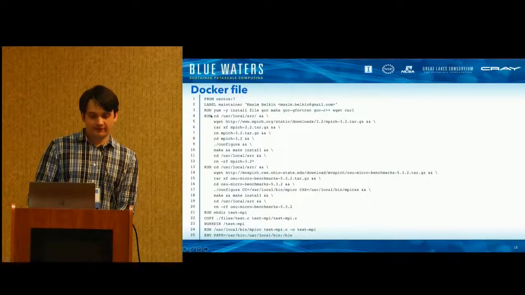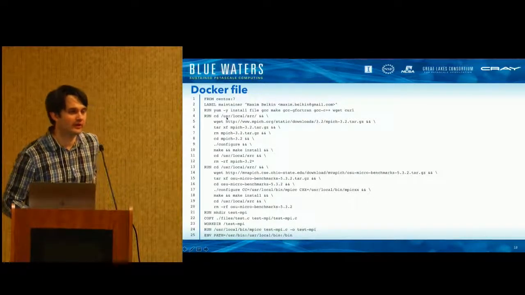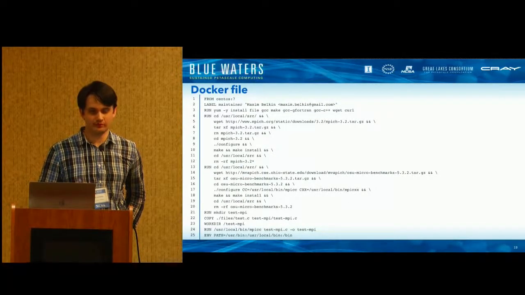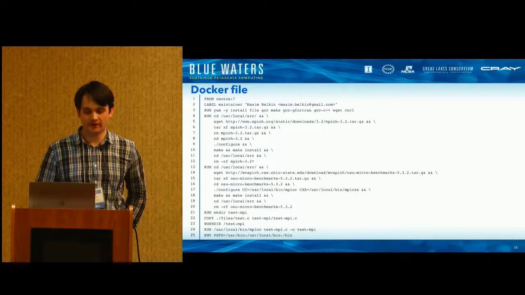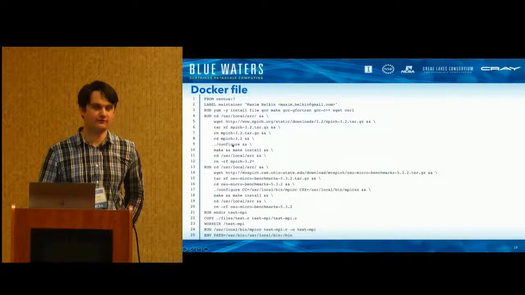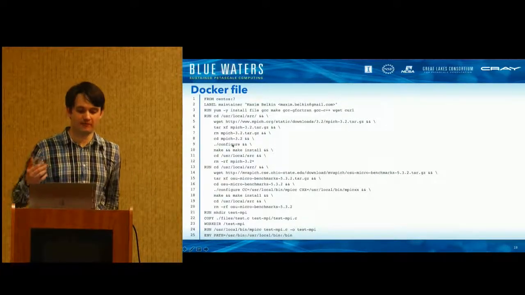And the next run command here, basically what I'm doing here, I'm downloading MPICH 3.2, which is ABI compliant. I extract it, untar it. I delete the source file that I downloaded. I go to that directory. I configure, standard procedure: configure, make, install.